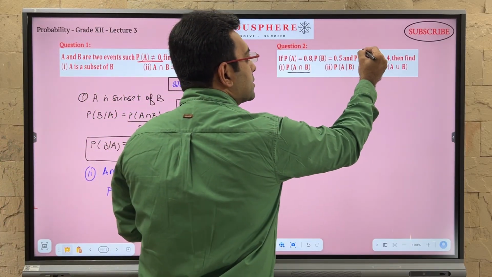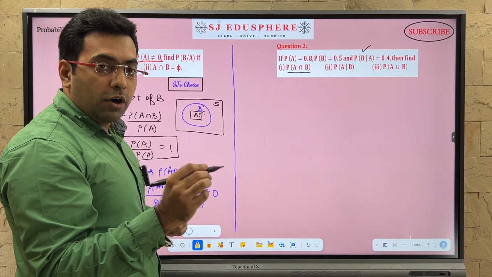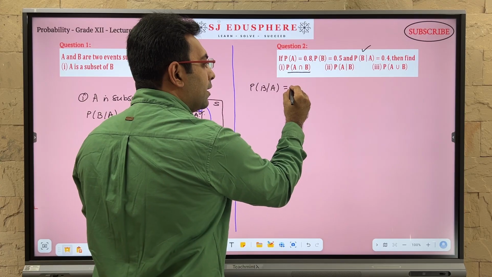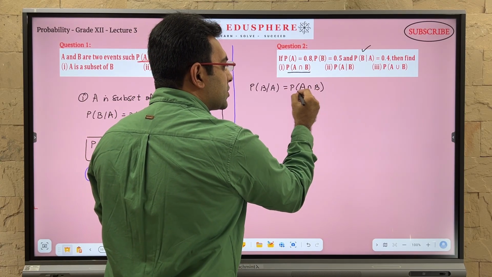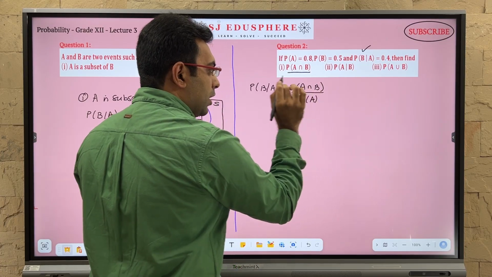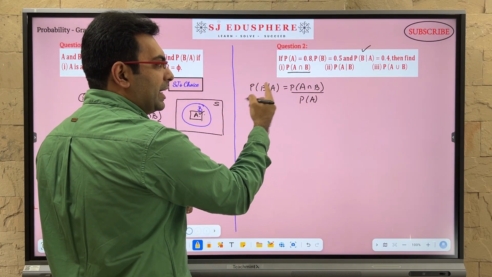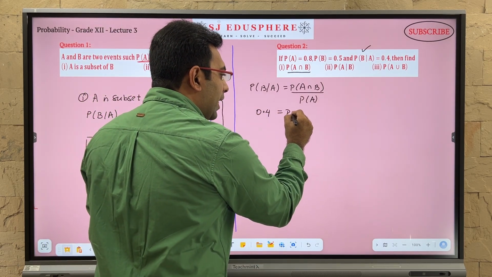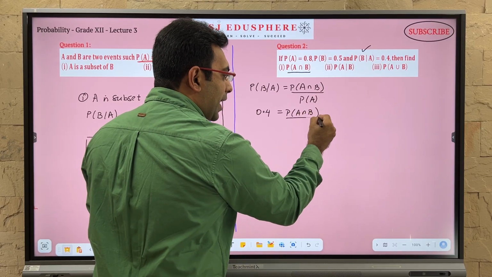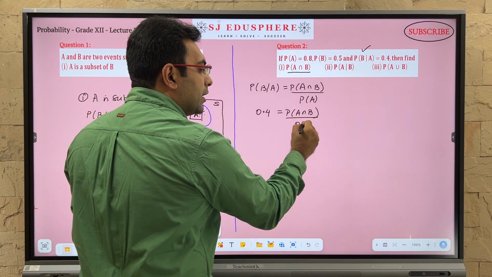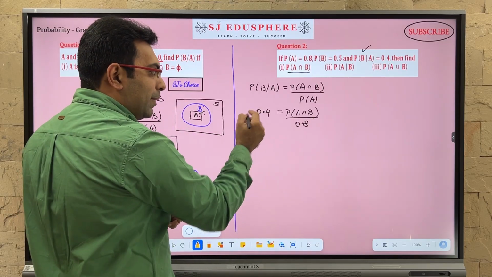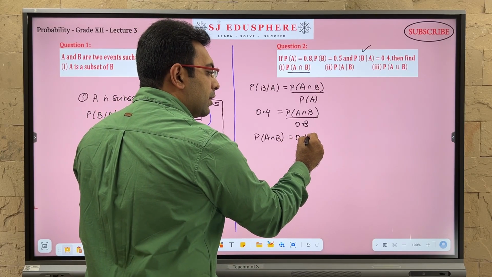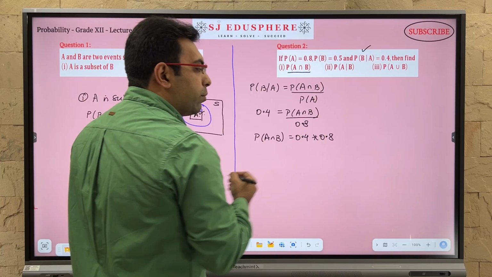Which for me is B given A? Do you know the formula for B given A? Probability B given A is A intersection B upon A. I know the value for B given A in the sum as 0.4. I do not know A intersection B, but probability of A is 0.8. I multiply this over here. So probability of A intersection B is 0.4 into 0.8.